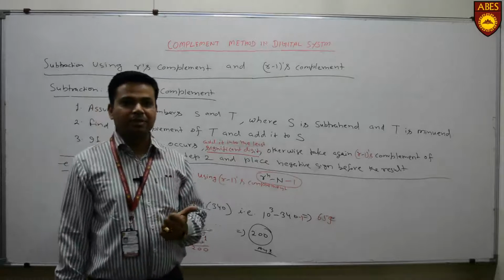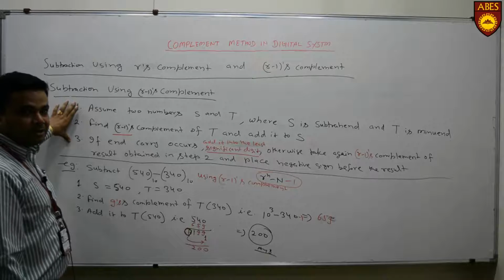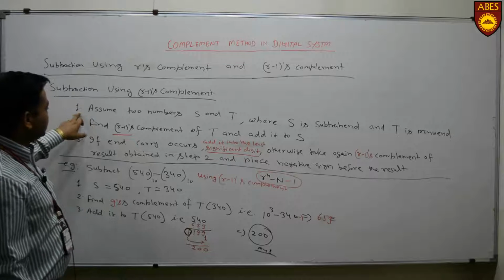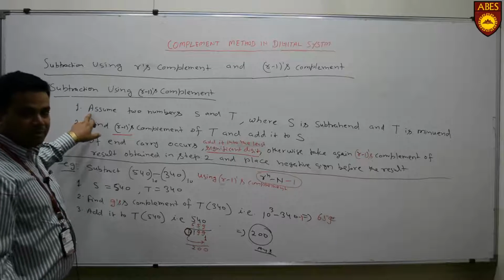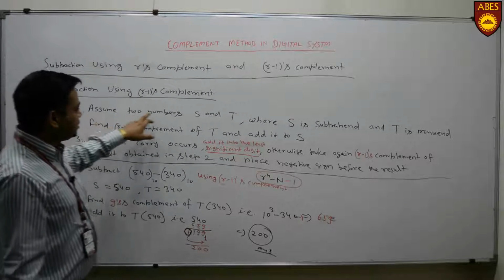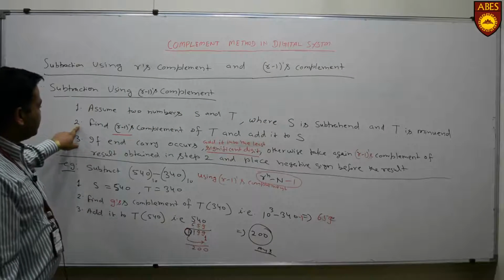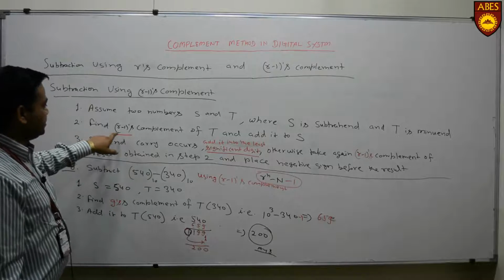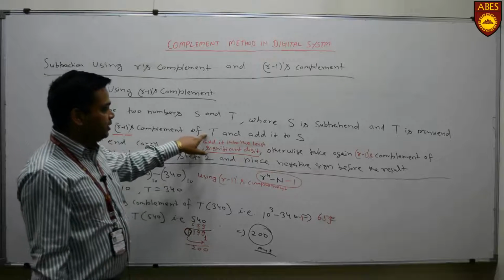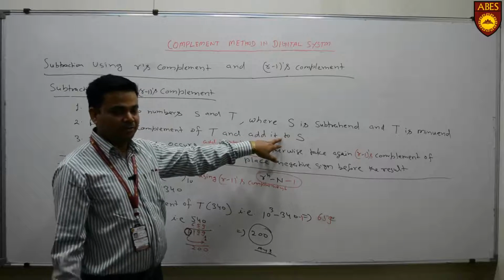Now the second method is subtraction using r minus 1's complement. This method is similar to the previous method, subtraction using r's complement, but with some minor changes. The first step is similar to the first step of the r's complement method. Assume two numbers s and t, where s is the minuend and t is the subtrahend. In the second step there are some minor changes. First, find the r minus 1's complement instead of the r's complement of capital T and add it to capital S. This portion is the same as the previous method.